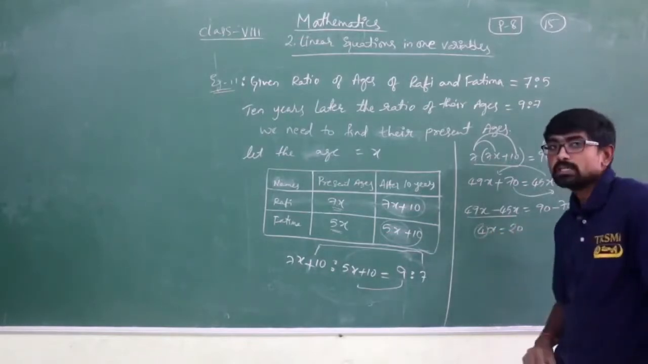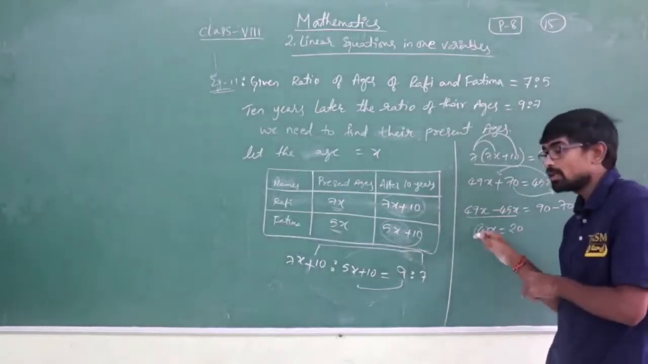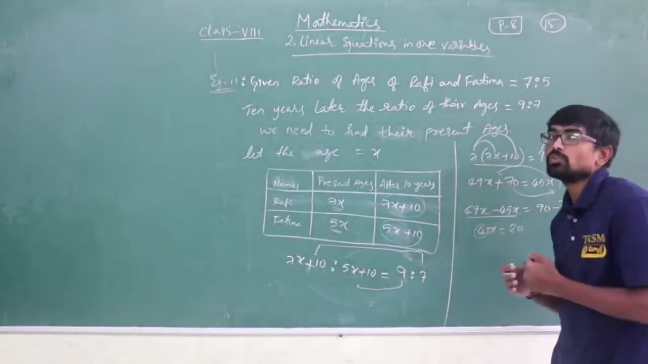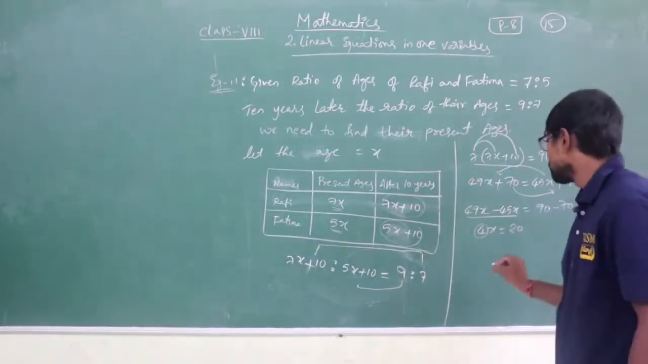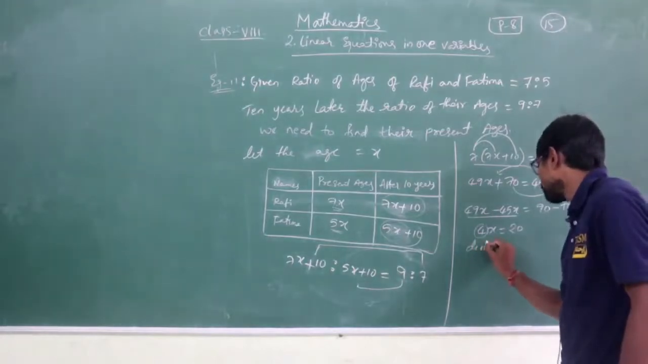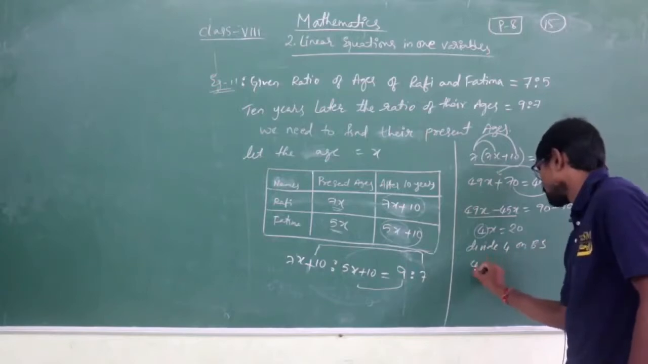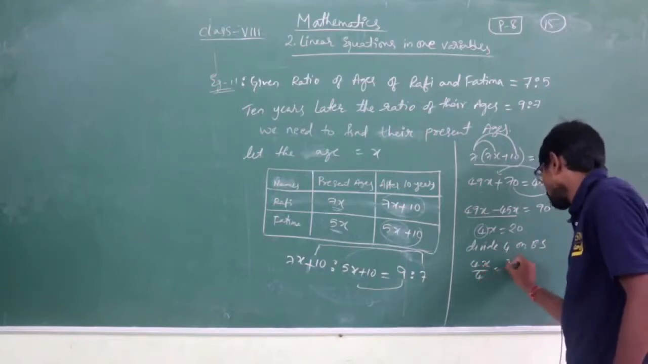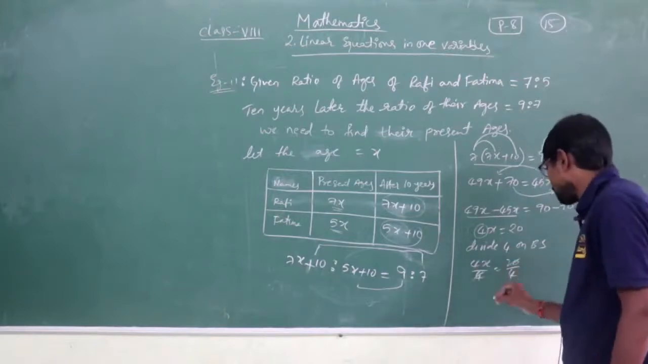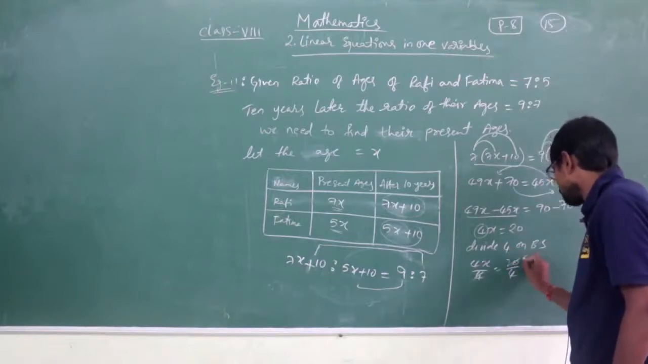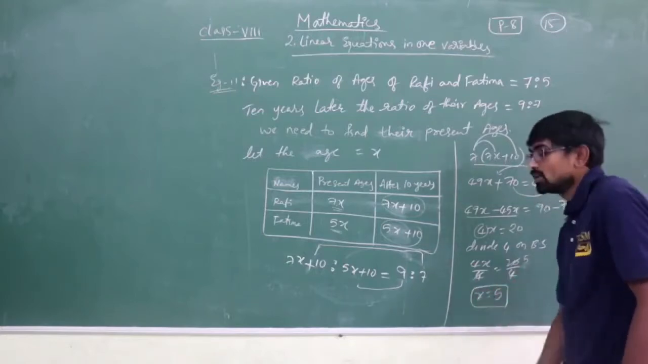Now 4 is being multiplied here, so divide by 4 on both sides. Why? 4 is multiplying x, so to remove 4 I need to use the multiplicative inverse of 4, that is 1 by 4, isn't it? So divide by 4 on both sides. Here I will get 4x by 4 and 20 divided by 4. So 4 by 4 I will get 1 and 20 by 4 I will get 5, isn't it? So x equals 5. I have got the value of x as 5.